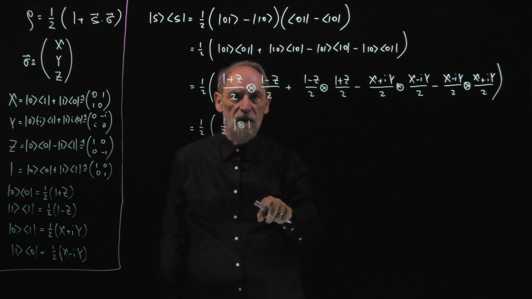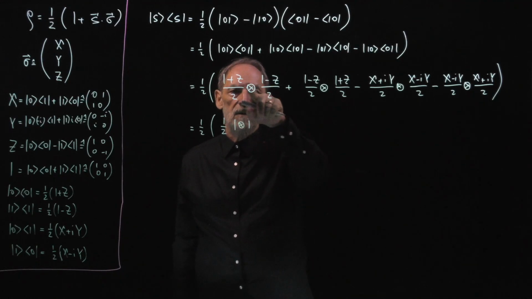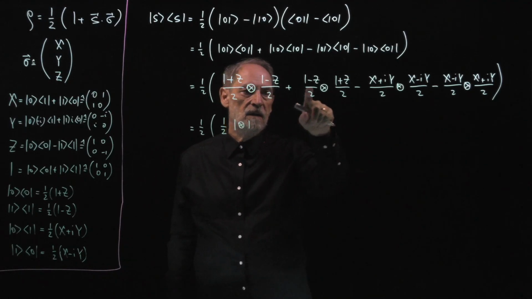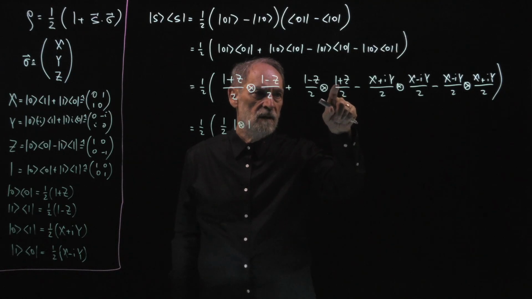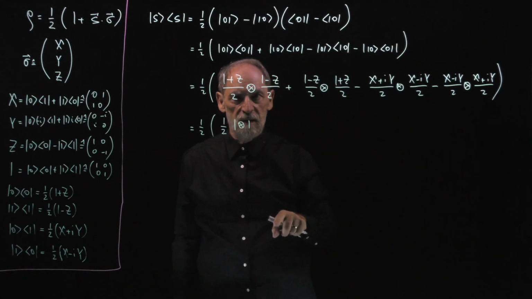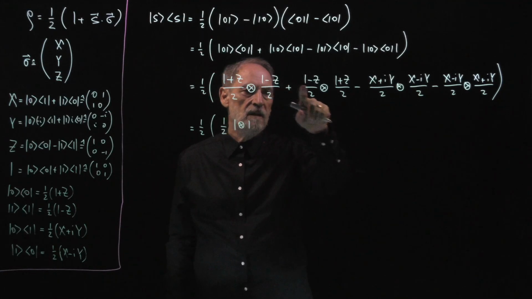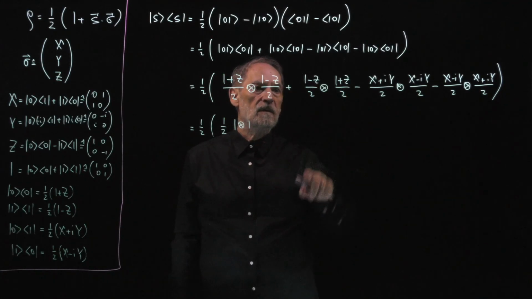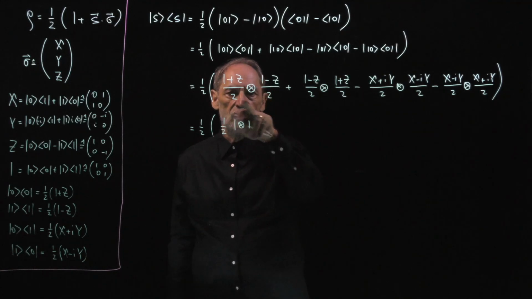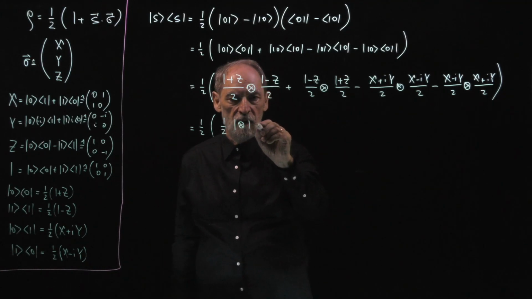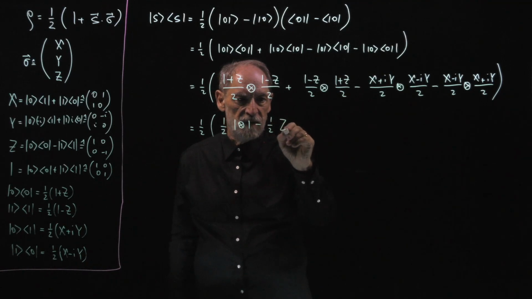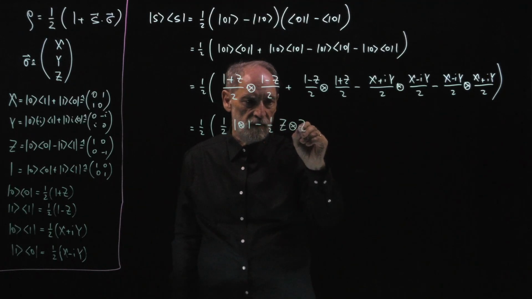sign. These terms cancel. Z tensor identity with a plus sign, z tensor identity with a minus sign. These terms cancel. Z tensor z with a minus sign, z tensor z with a minus sign. So these terms add. There's a quarter here, a quarter here. Together we have a half of z tensor z.